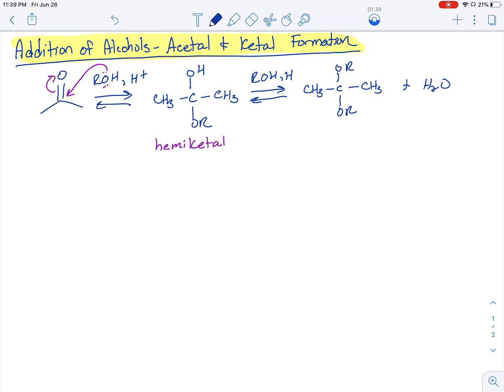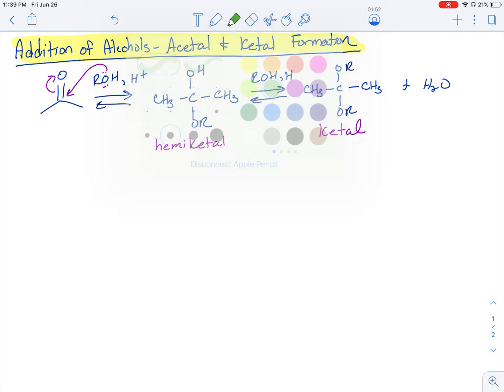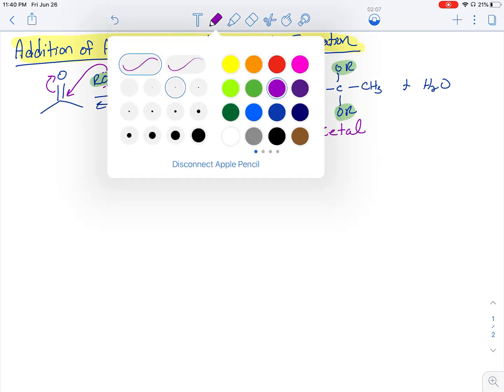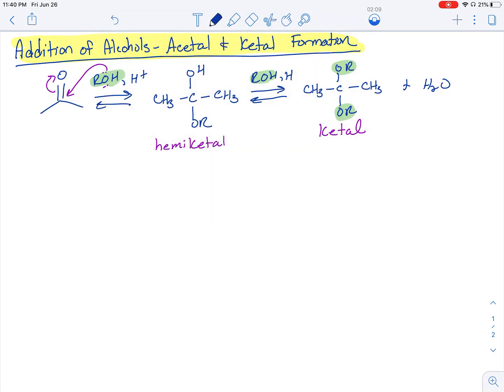And then this is what we would call a ketal. Again, if we had started with an aldehyde, then it would be called an acetal. But essentially what we can see here is that we're going to take each one of the alcohols that we've added and we add it to the carbonyl carbon in a nucleophilic attack type of fashion. So let's go ahead and go through that mechanism to make sure that we understand what is going on here. So we're going to do the mechanism.